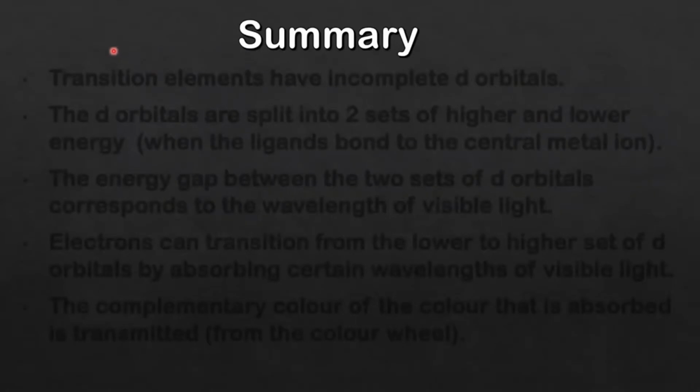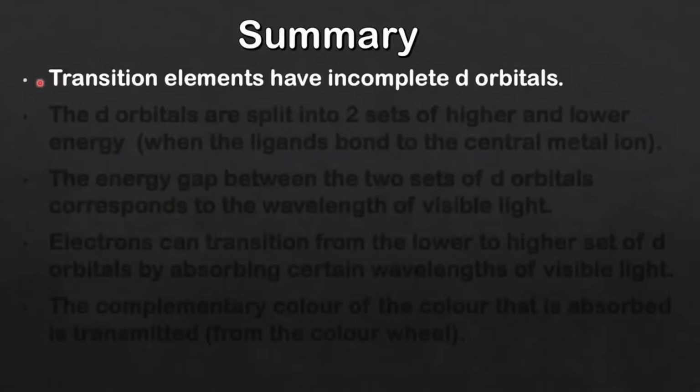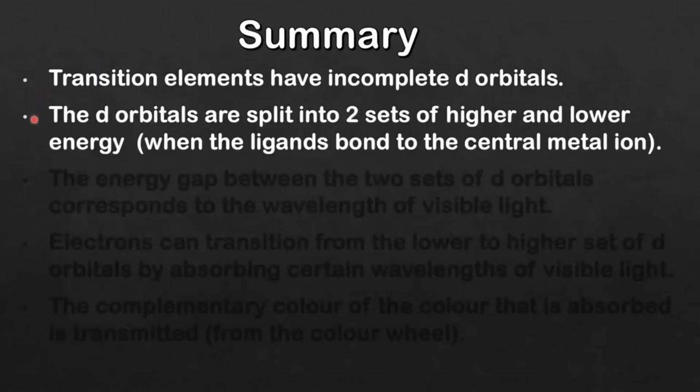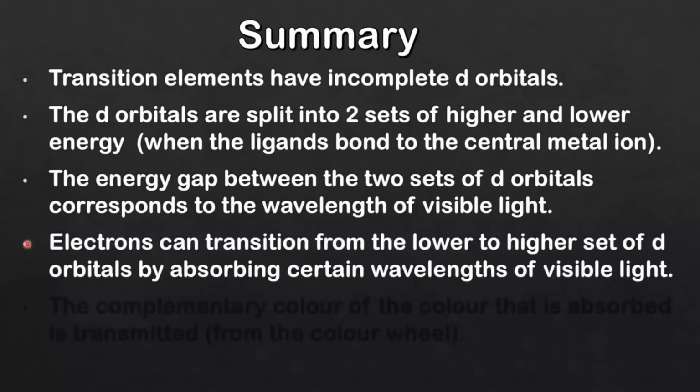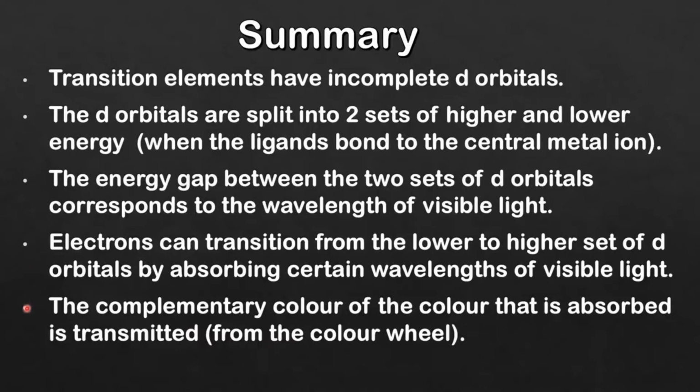So let's finish with a summary. Transition elements have incomplete d orbitals. The d orbitals are split into two sets of higher and lower energy when the ligands bond to the central metal ion. The energy gap between the two sets of d orbitals corresponds to the wavelength of visible light. Electrons can transition from the lower to higher set of d orbitals by absorbing certain wavelengths of visible light. The complementary color of the color that is absorbed is transmitted, and you can determine that from the color wheel.